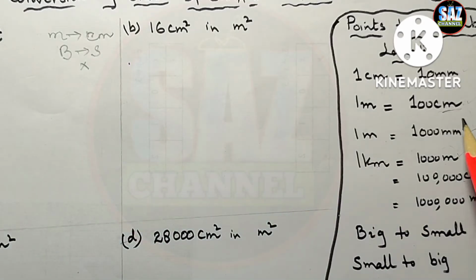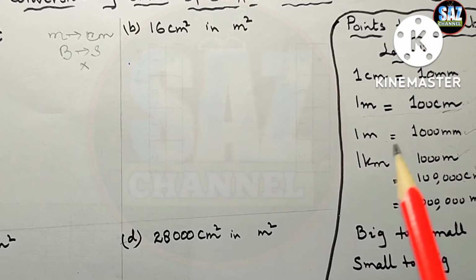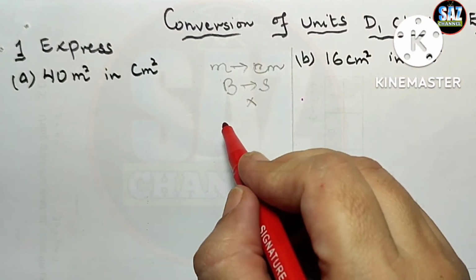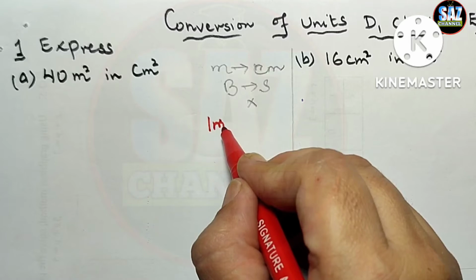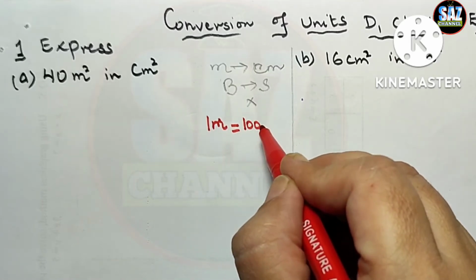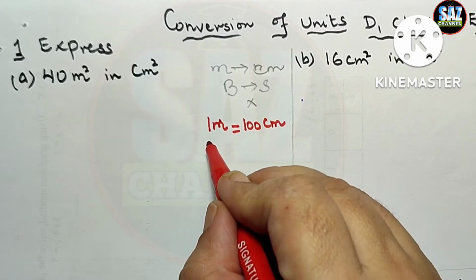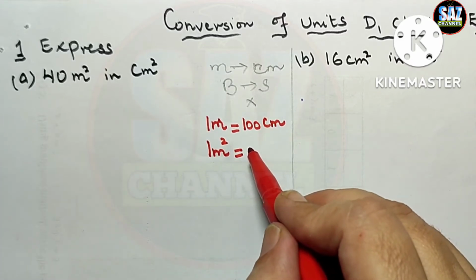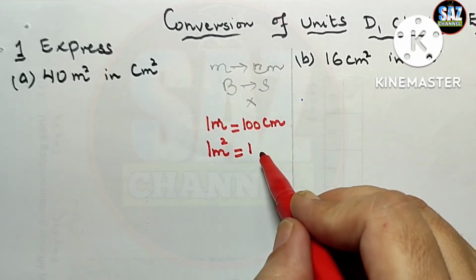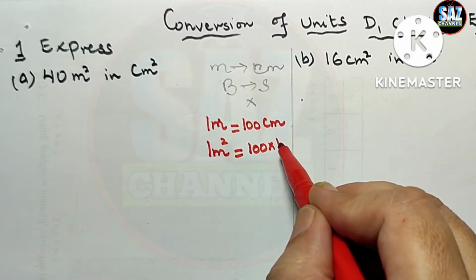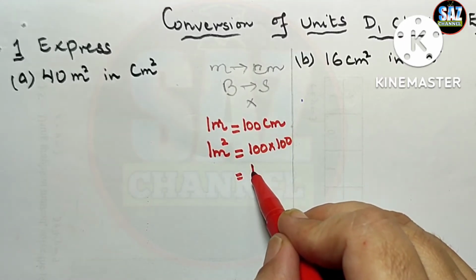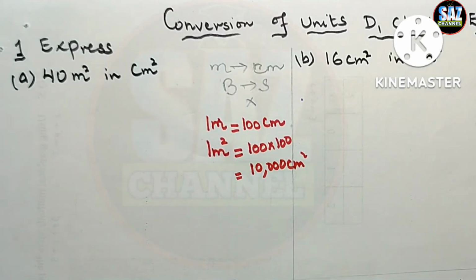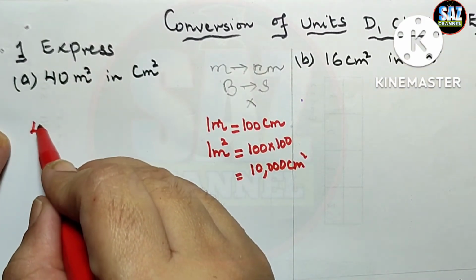So first of all, we have to see that 1 meter equals how many centimeters. 1 meter equals 100 centimeters. So 1 meter square will be equal to 100 multiplied by 100, and it will become 10,000 centimeter square.